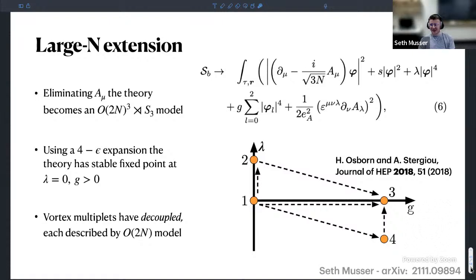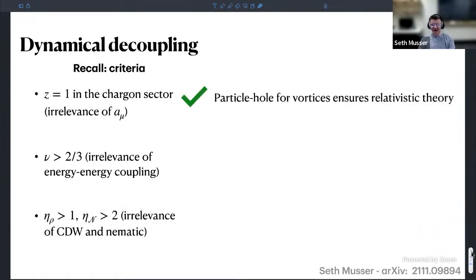Yeah. So as a proof of principle, with this large n extension, we see that we'll achieve the irrelevance of little a mu, this emergent U1 gauge field, because we have this relativistic theory for vortices. So z equals 1 in this sector. And we're also going to have nu greater than 2/3. And that's coming from just the fact we flow in the n equals infinity limit to these 3 decoupled O2n models, and those have nu equals 1.